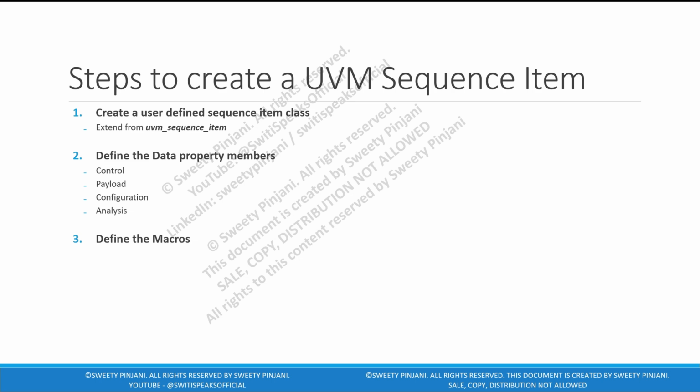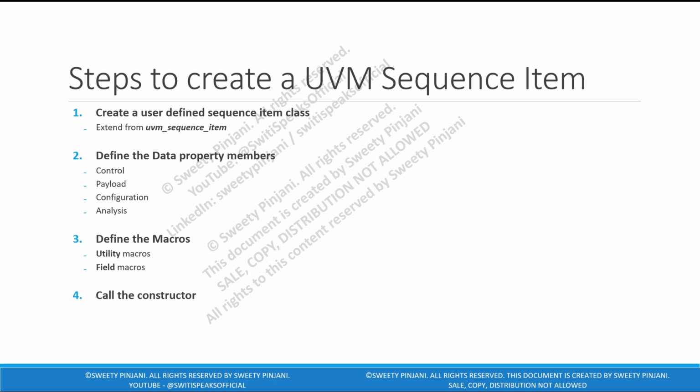We will use both the field and utility macros. In case you have not gone through, go through that lecture in UVM object and this UVM field macros. There we had discussed this in detail. What are different macros inside the UVM object? There will be utility macros and there will be field macros, which we will use in UVM sequence item.